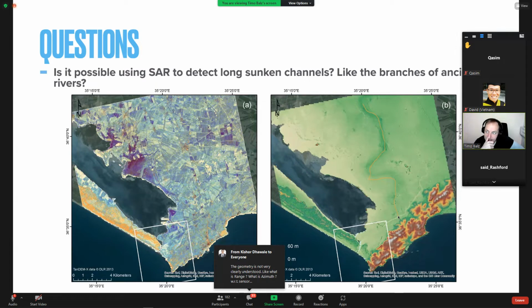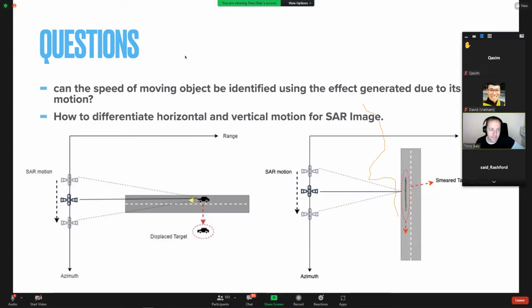So the answer is very clearly yes, you can do that, and it's actually already practically done. There are many ways to do that. You know, the DEM, soil moisture differences, because normally your ancient river arm still has typically higher moisture than the surrounding. So yes, actually SAR is very capable of doing that.